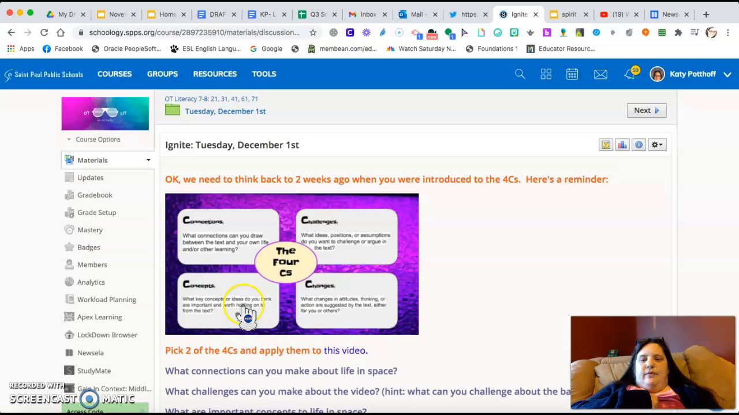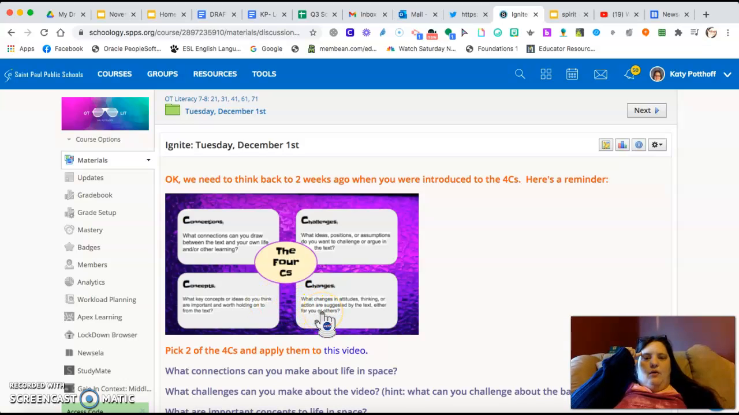Concepts. What are some key ideas you think are important and worth holding on to? So when we did the word phrase sentence, like what jumps out at you? What ideas can you see forming in what you see or read?